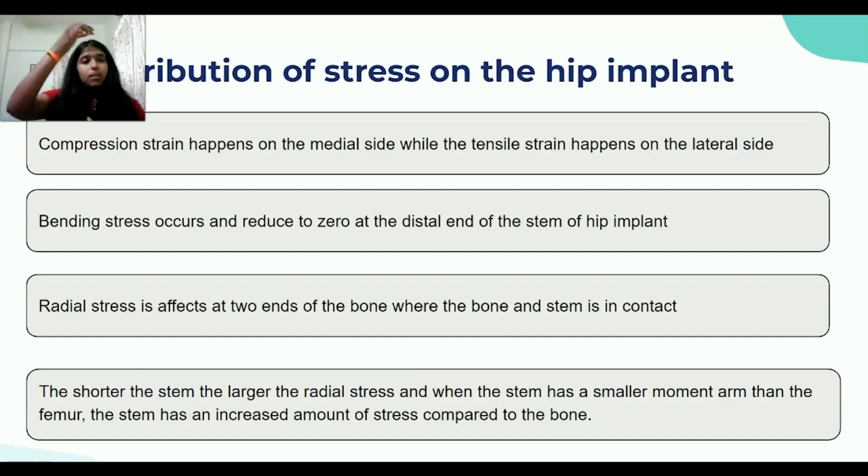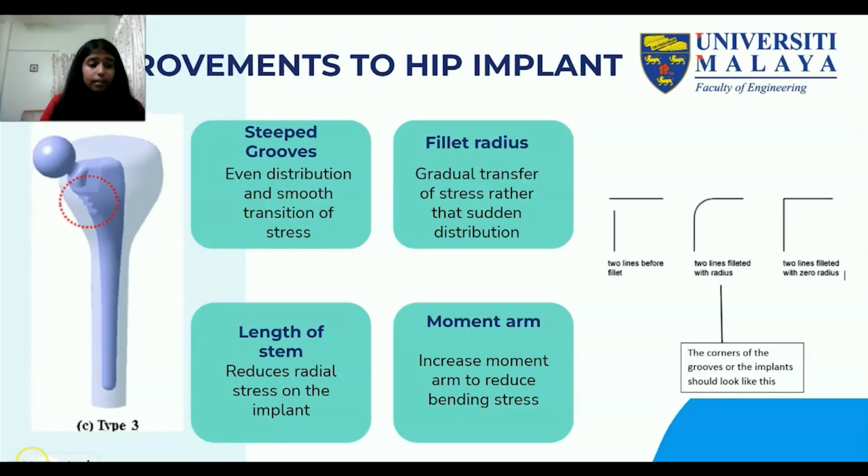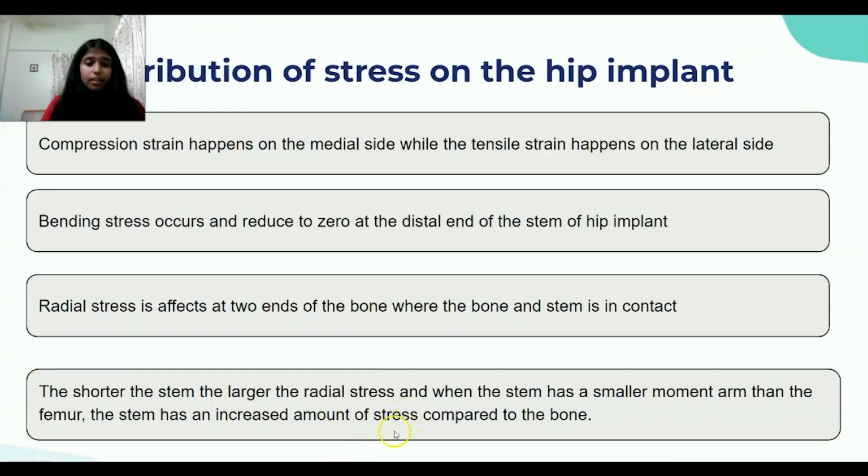That means if this is the femur, the implant is inside, so these two ends are where radial stress is formed. From here we can realize that when the stem is shorter, you get larger radial stress, and when the stem has a smaller moment arm than the femur, the stem has an increased amount of stress compared to the bone. And adding to that point, when there is an increased amount of stress at the stem compared to the bone, this will cause the bone to have a reduced amount of stress, thus it will cause the bone to get more porous, less dense and weaker to withstand the whole body weight.